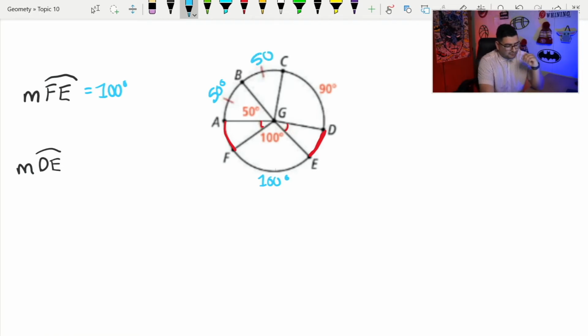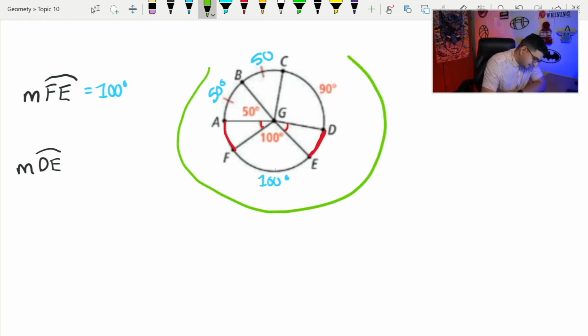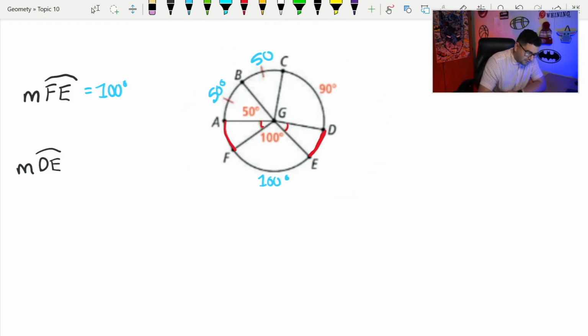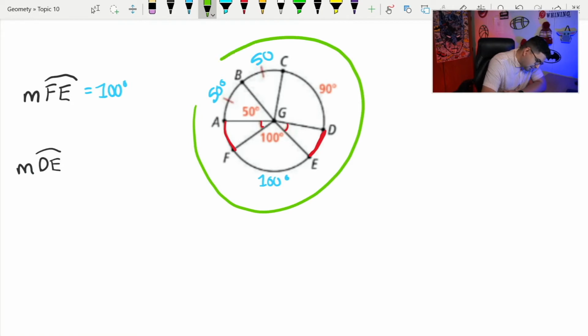So the only two angles that I do not know are DE and AF, but I know that they're exactly the same. One big idea that you need to remember is that for a circle, if I were to count the whole degrees that make up a circle, that number is 360. The full rotation around a circle is 360 degrees. So this right here, that distance is 360.